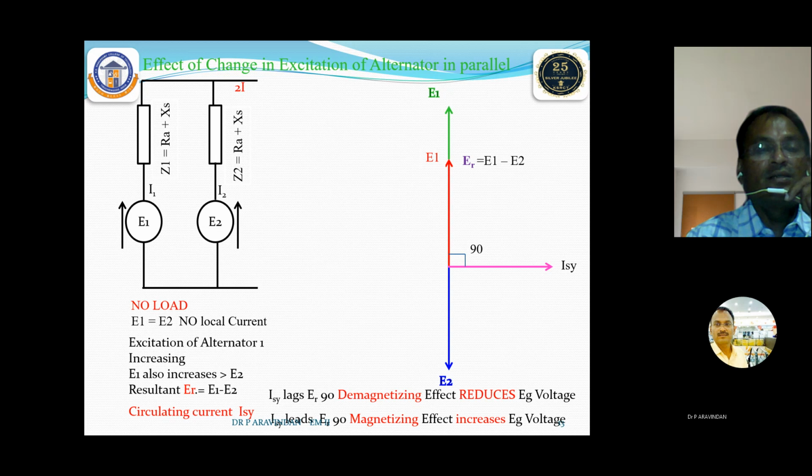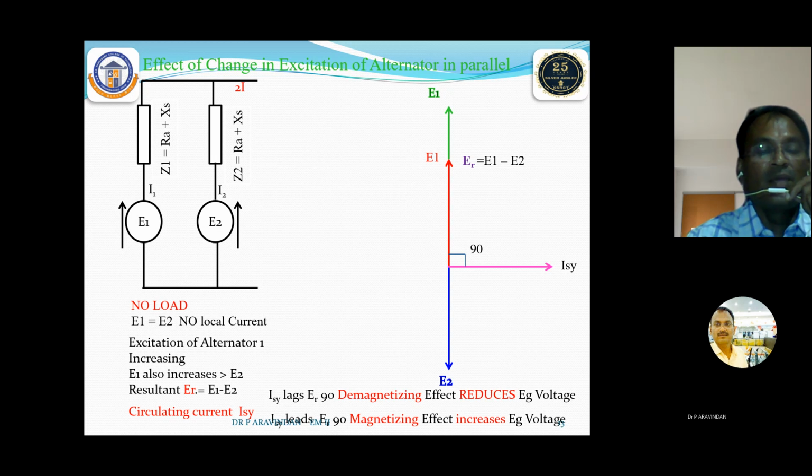Now the second parameter dealing with parallel operation is the effect of change in excitation of the alternator in parallel mode. If it is no load, E1 is equal to E2, so there is no local current. That means, as we discussed earlier, there is no ISY. If the excitation of alternator 1 is increased, E1 also increases and becomes greater than E2. That is a very important point. Then the resultant ER is equal to E1 minus E2, so there will be a circulating current ISY.